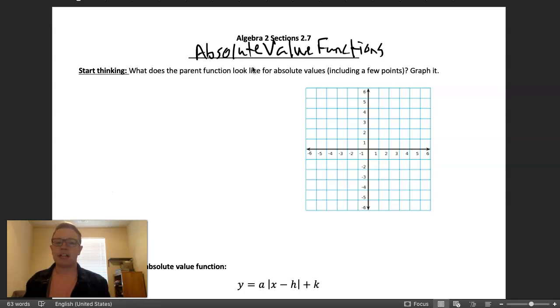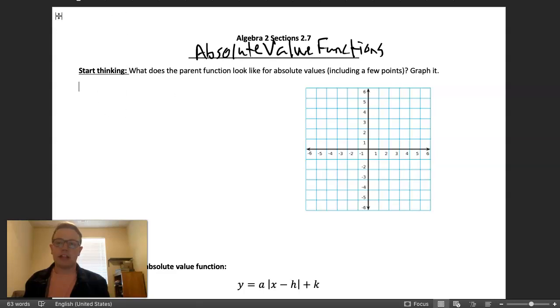Today we're going to be covering absolute value functions. So we're going to be looking at absolute values. We're going to get started here by trying to figure out what the absolute value function looks like. To get started with that, let's just do a table of values. Remember, when in doubt, you can just create a table of values.